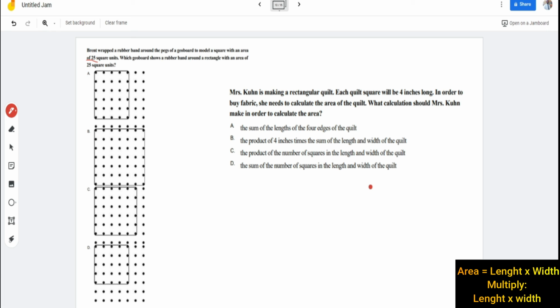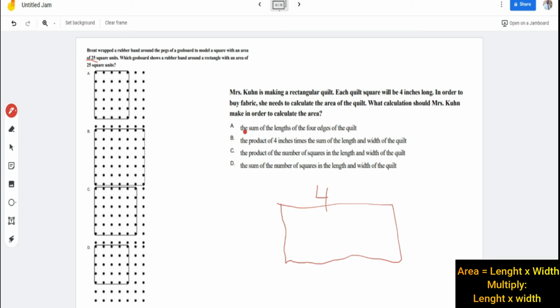Here you don't have any shape. All you see here are just words, but you have to draw. If you don't see it, draw your rectangle. Mrs. Khan is making a rectangle quilt. Each quilt square will be 4 inches long. That will be the length. In order to buy fabric, she needs to calculate the area of the quilt. What calculation should Mrs. Khan make in order to calculate the area?